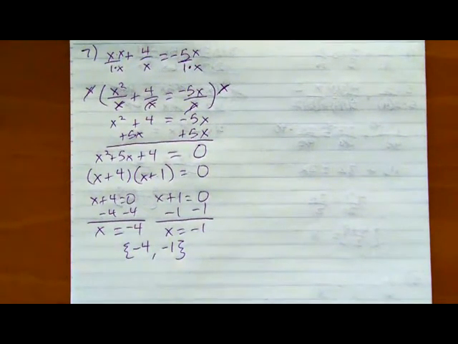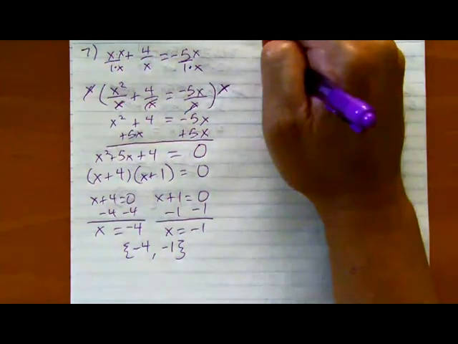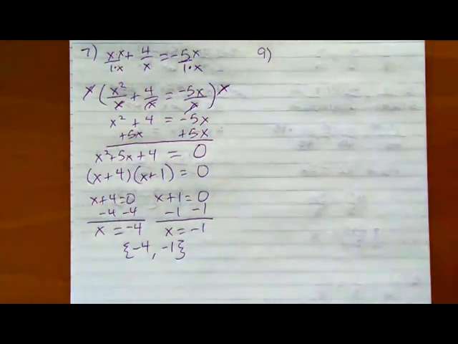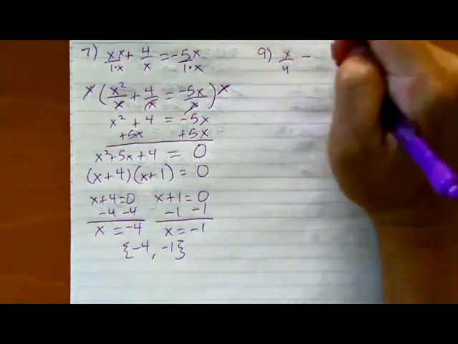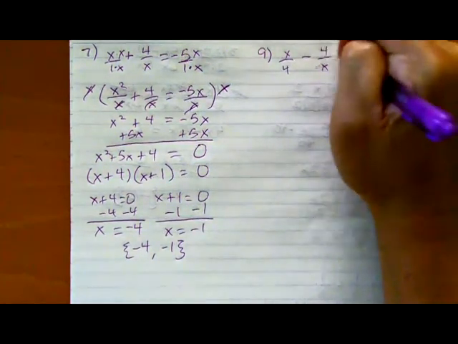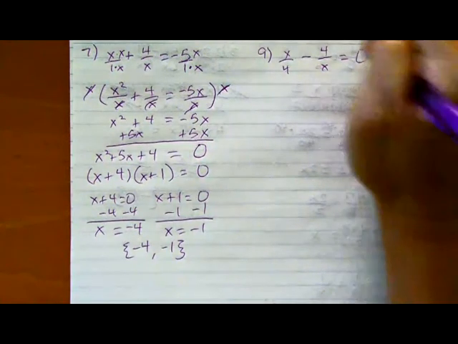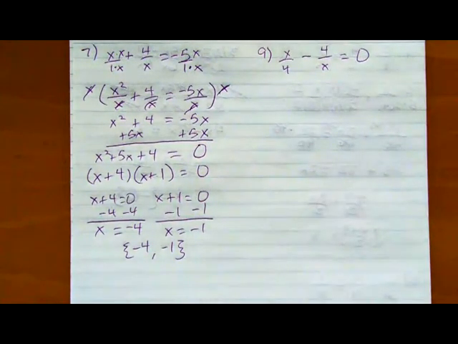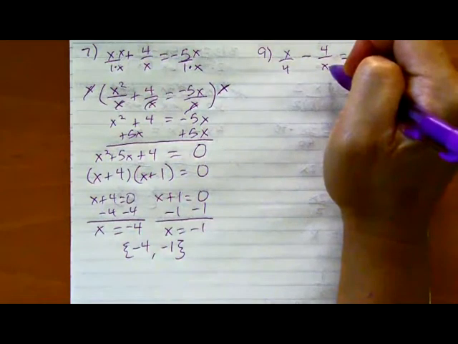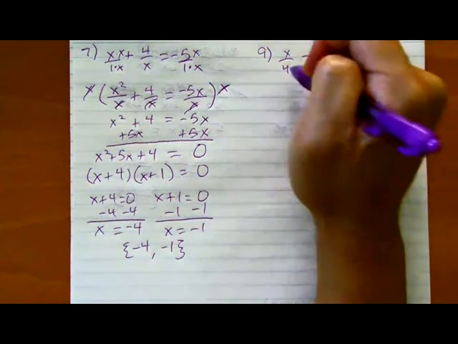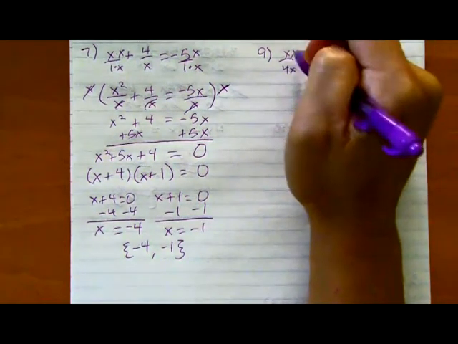Number 9. X over 4 minus 4 over x equals 0. We need a common denominator. This denominator is missing something that this one has. It needs a factor of 4. So I'm going to multiply top and bottom by x.